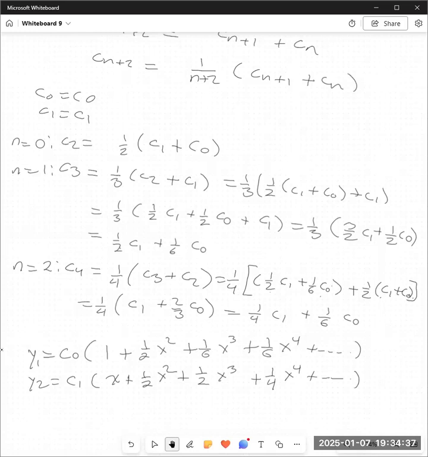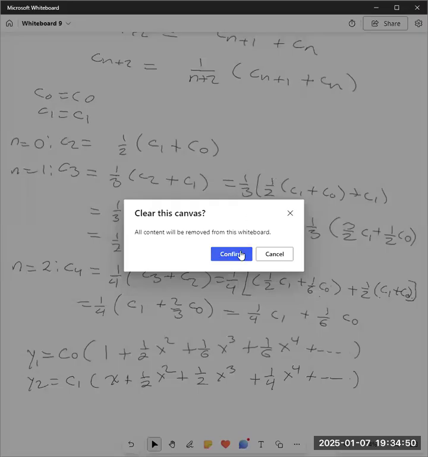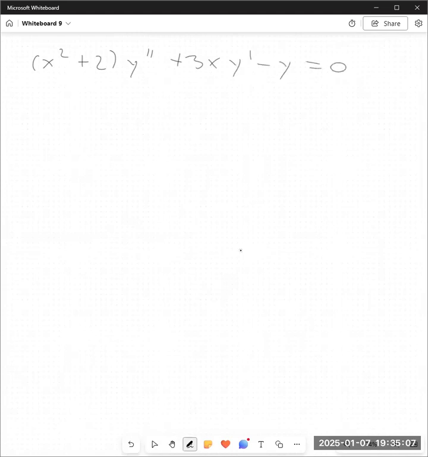Then I want to do one more. I know this video is going kind of long, but I really think that it would be helpful to get all these examples out of the way in one video for you. So we're going to do one more here, and that's going to be (x squared plus 2) y double prime plus 3x y prime minus y equals 0.